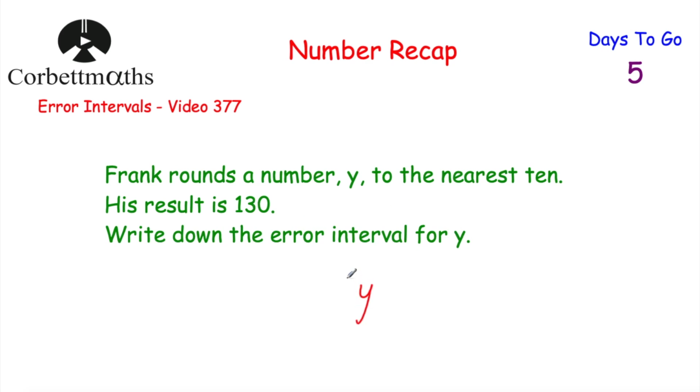So his number could have been bigger than or equal to 125, because 125 is the lowest number that, whenever you round it to the nearest 10, you'll get 130. And Frank's number could be anything up to, but not including, 135. So his number y would be bigger than or equal to 125, but less than 135. Frank could have chosen any number in that interval. So make sure you're happy with error intervals.